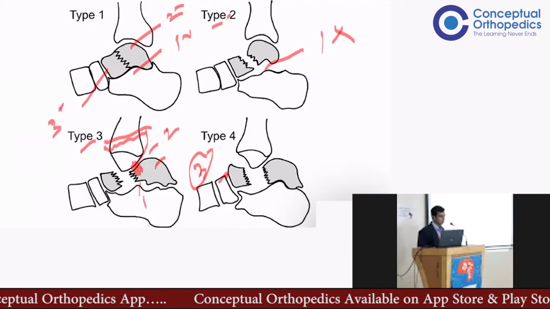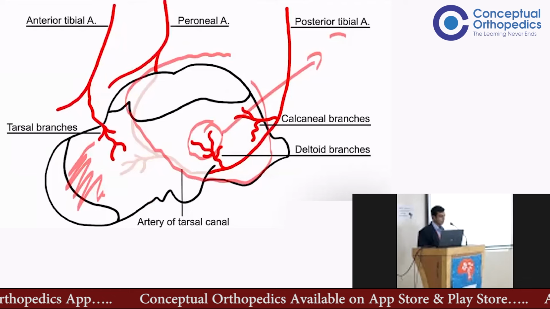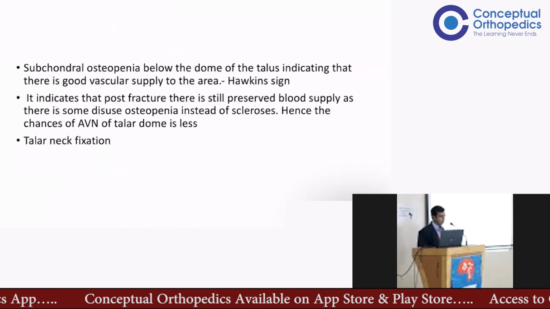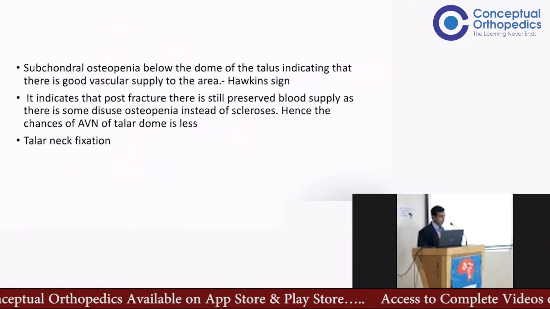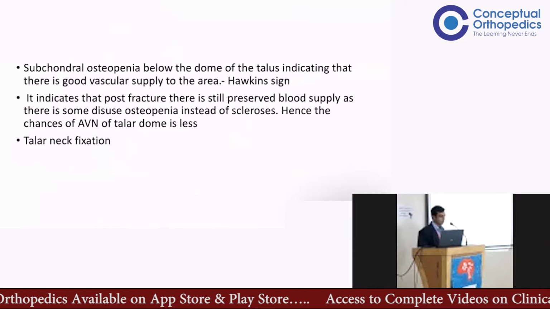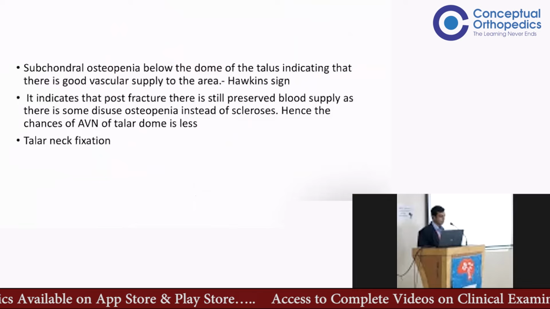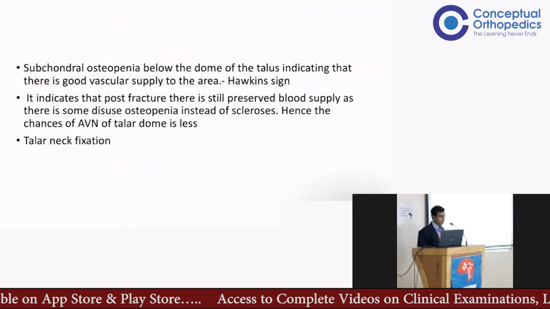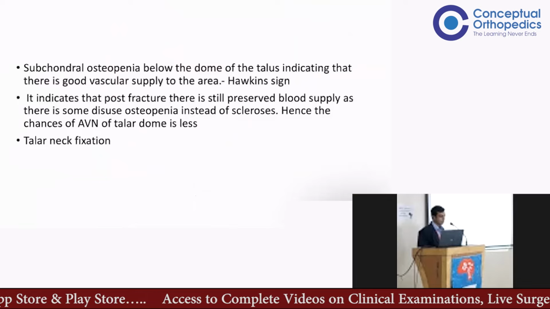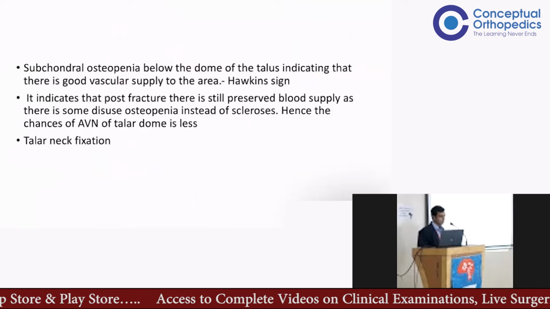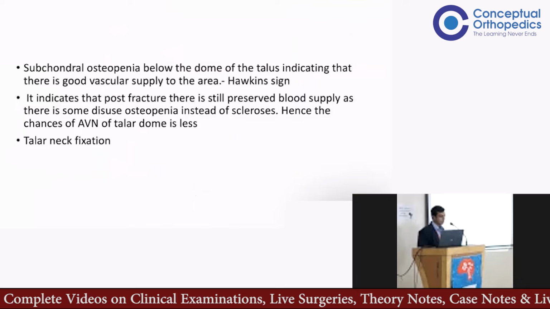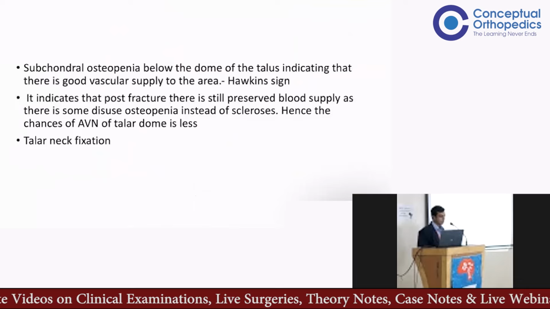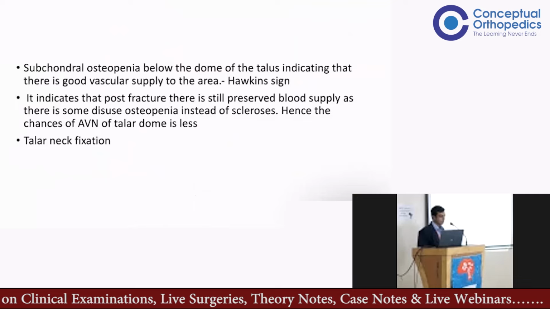Yes, sir. So you need to understand why that is important. Okay. So just read the answer now. Sir, Hawkins sign is subchondral osteopenia below the dome of the talus, indicating that there is a good vascular supply to the area. It indicates that post-fracture, there is still preserved blood supply, as there is some disuse osteopenia instead of sclerosis. Hence, the chances of AVN of the talar dome are less. And the injury for which it was treated was talar neck fixation.